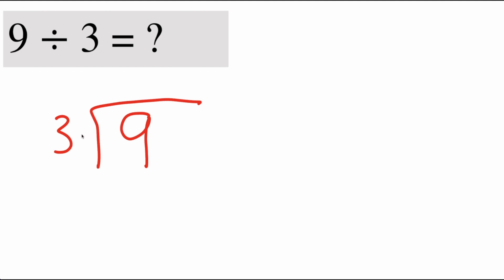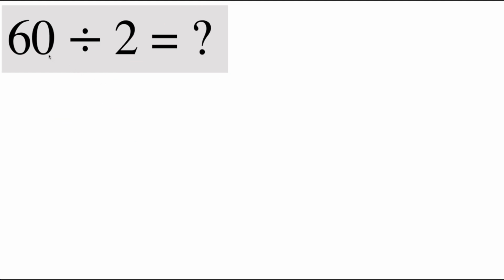So in this step, we think to ourselves, 3 times what gives you 9? And we know 3 times 3 is 9. And so our final answer for this problem is 3. And so back to that money problem, I guess you could say each person would get $3. And now we'll have a second problem.